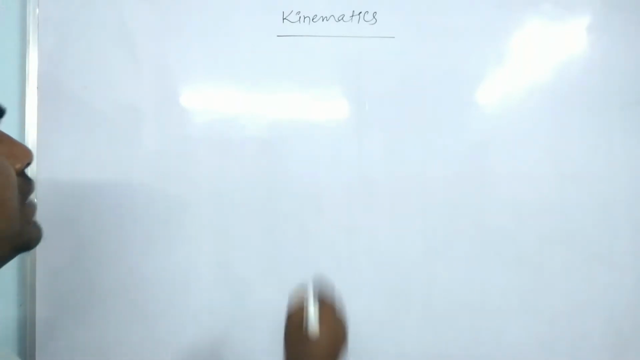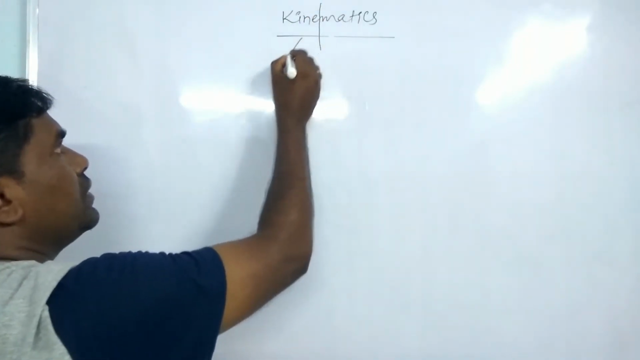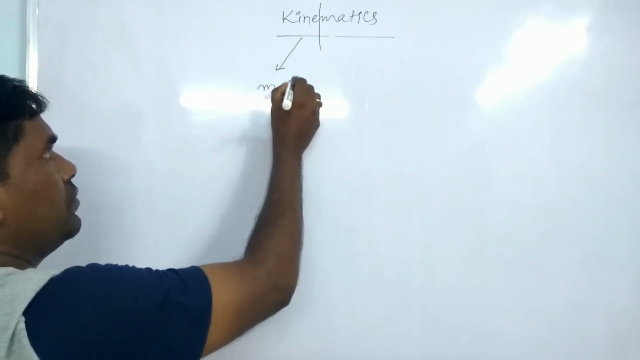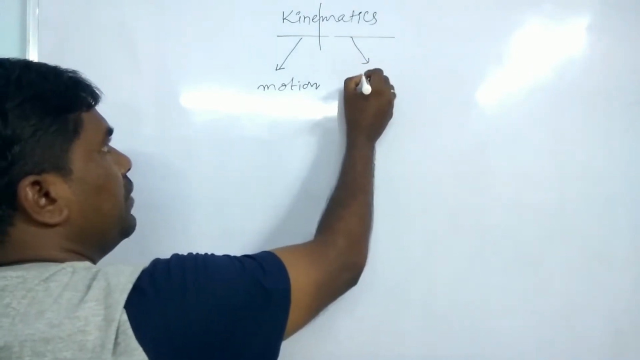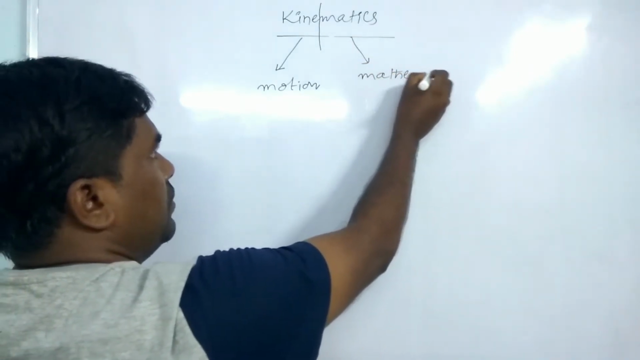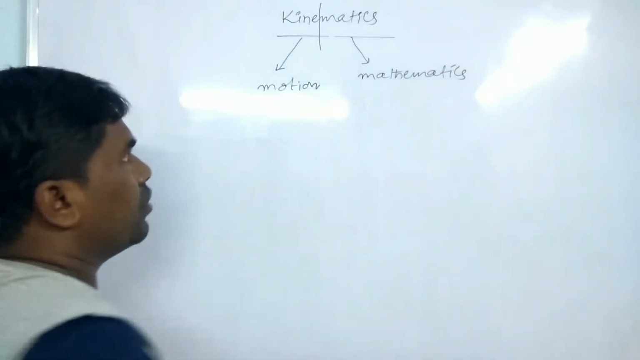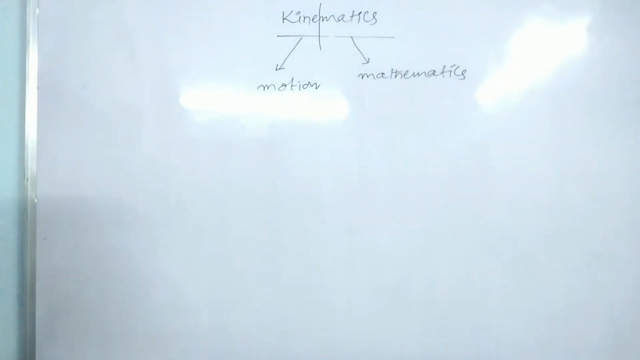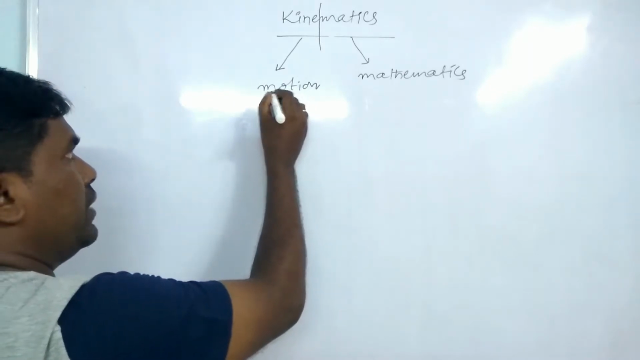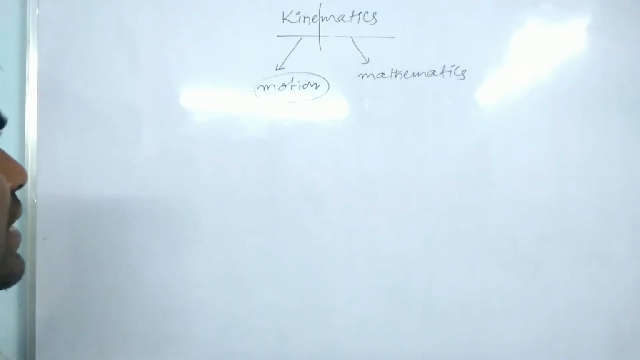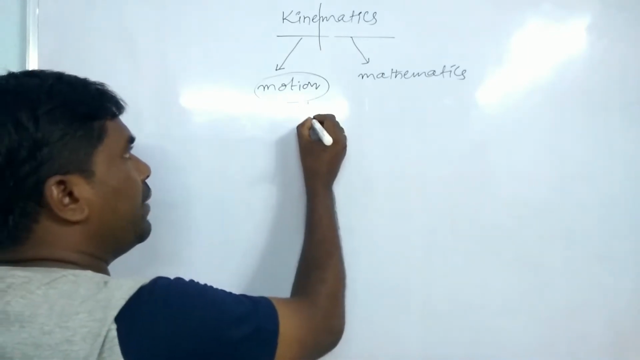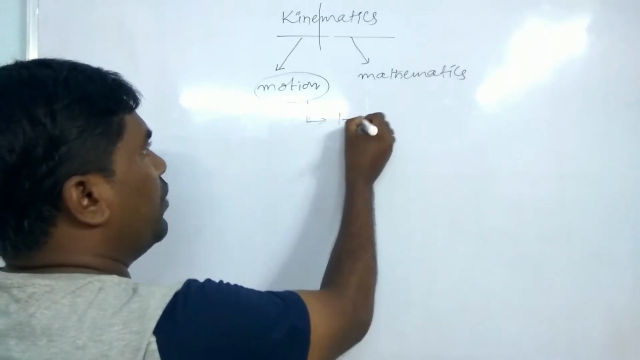In the meaning of kinematics, kine means motion of an object, and matics means mathematics. So the total meaning is motion of an object in mathematical formations, right? That is kinematics. In this chapter especially we have to learn about the motion of an object. Which type of motion is here? That motion is one-dimensional motion.